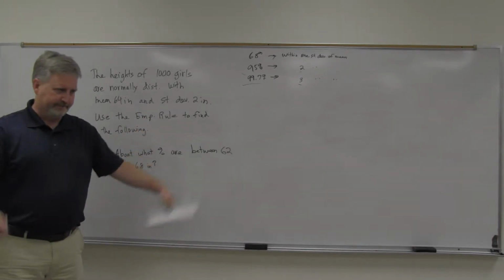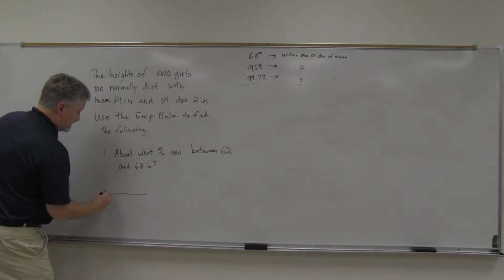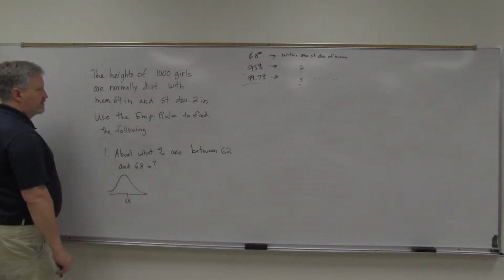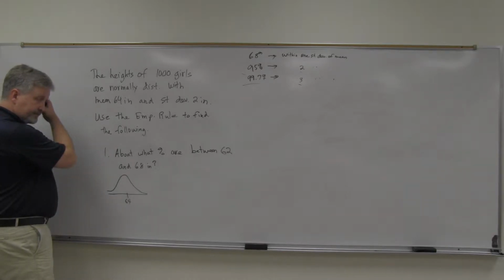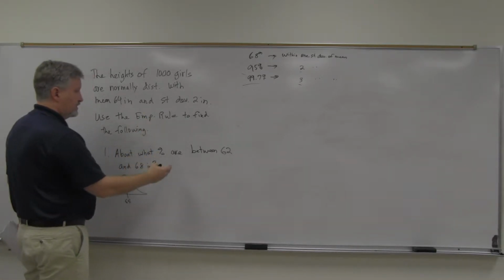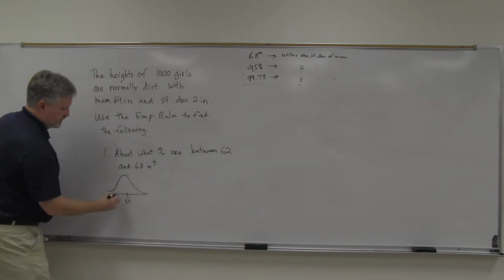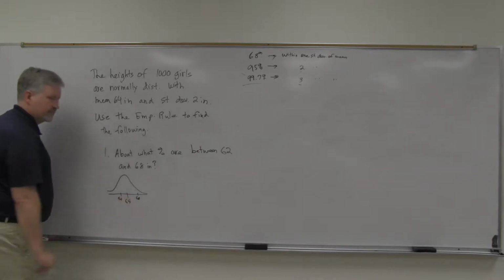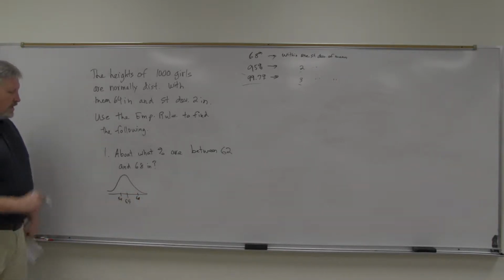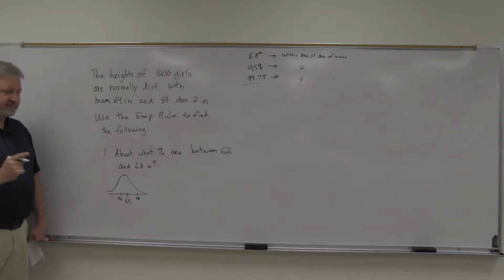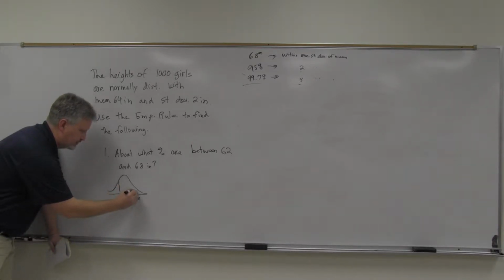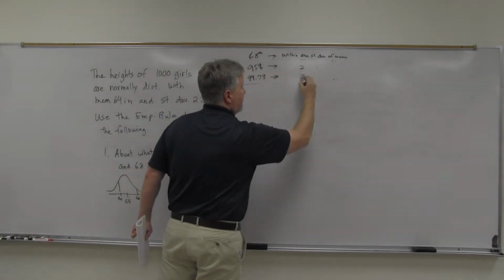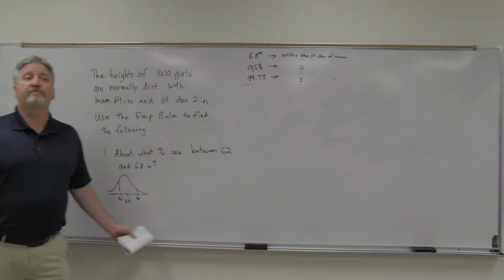All right, so let's draw the picture. We've got a mean of 64, so that 64 goes right in the middle. Again, we're using the empirical rule, and 62 and 68 would be one on one side, one on the other. I want that percentage between those two. The empirical rule, like we said, is based on the standard deviations above or below the mean.